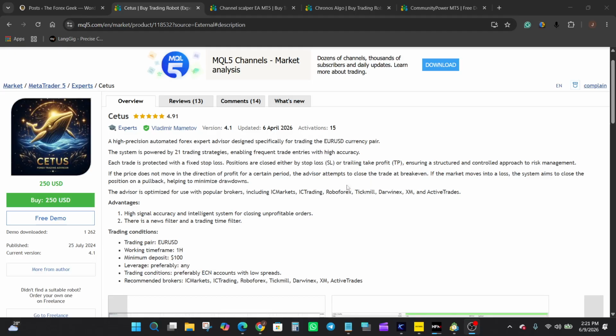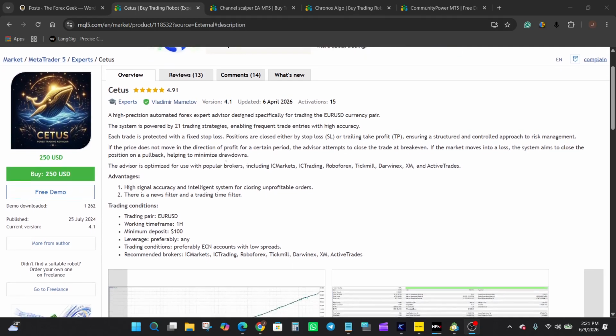Alright, so on my screen right now, I am looking at the MQL5 Marketplace page for this EA called Cetus EA by Vladimir Mametov. First thing I always like to check is the basic product info. The EA is priced at 250 US dollars, and I can see it's currently on version 4.1, last updated on 6th April 2026 with about 15 activations listed.